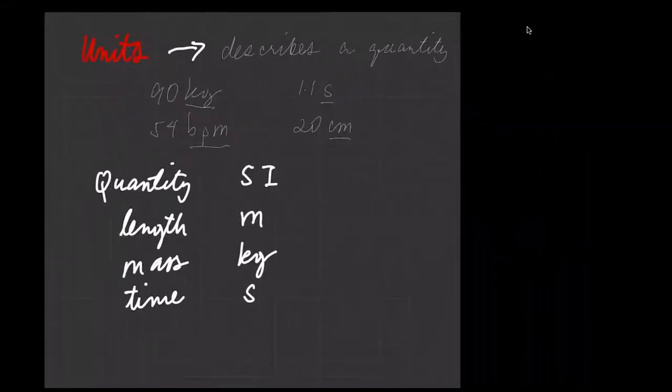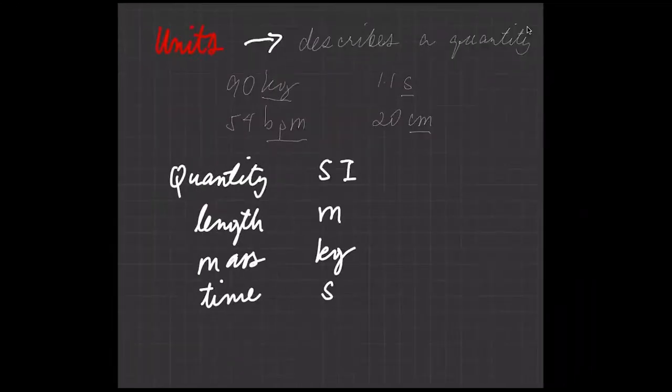We also have another set of units. If we're dealing with smaller quantities, we also use this one. We call it the CGS system. For length, it is centimeter. For mass, it is grams. And for time, of course, second. So CGS: centimeter, gram, and second.